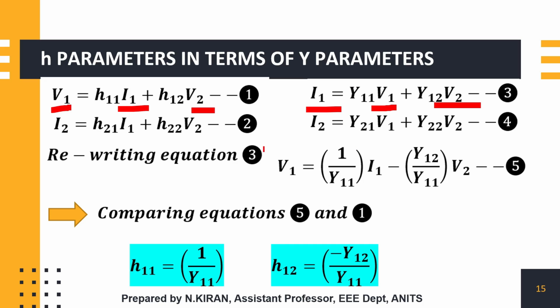Now in order to compare the second and fourth equations, here I have the variables I2, V1 and V2. Here I have to eliminate V1 from the fourth equation. And that can be done by substituting the fifth equation in the fourth equation.